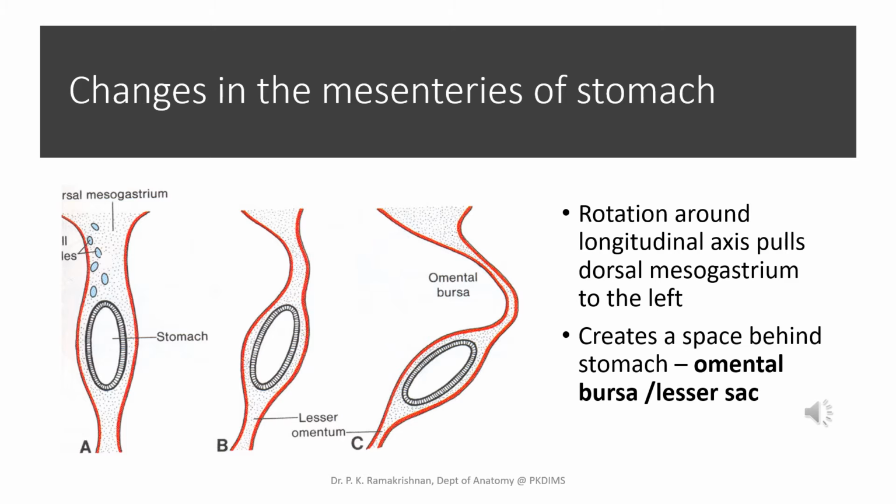So what happens is that the rotation of the stomach around its longitudinal axis pulls the dorsal mesogastrium to the left, creating a space or a recess behind the stomach called the omental bursa or the lesser sac. This rotation also pulls the lesser omentum to the right.